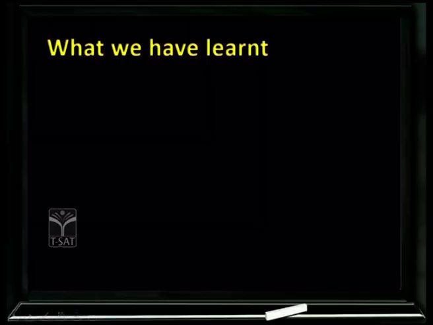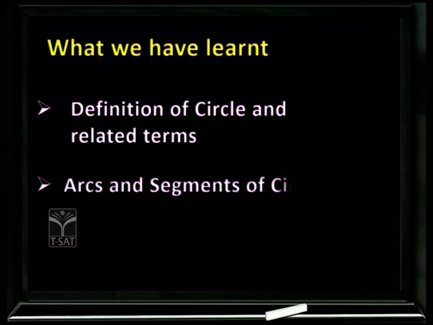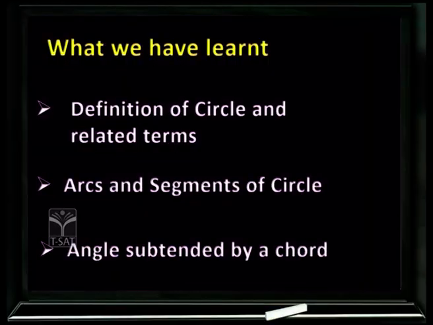What have we learned, students? We have learned the definition of a circle and the related terms. We have learned what a center is, what a radius is, what a chord is, and the diameter, and also arcs and segments of a circle. So, what is an arc, what is a minor arc, what is a major arc, what is a semicircular arc, and also what is a major segment, what is a minor segment, and what is a semicircular segment. And also we have learned angles subtended by a chord: the angle subtended by a chord at the center, the angle subtended by a chord on the major arc, and the angle subtended by a chord on the minor arc.